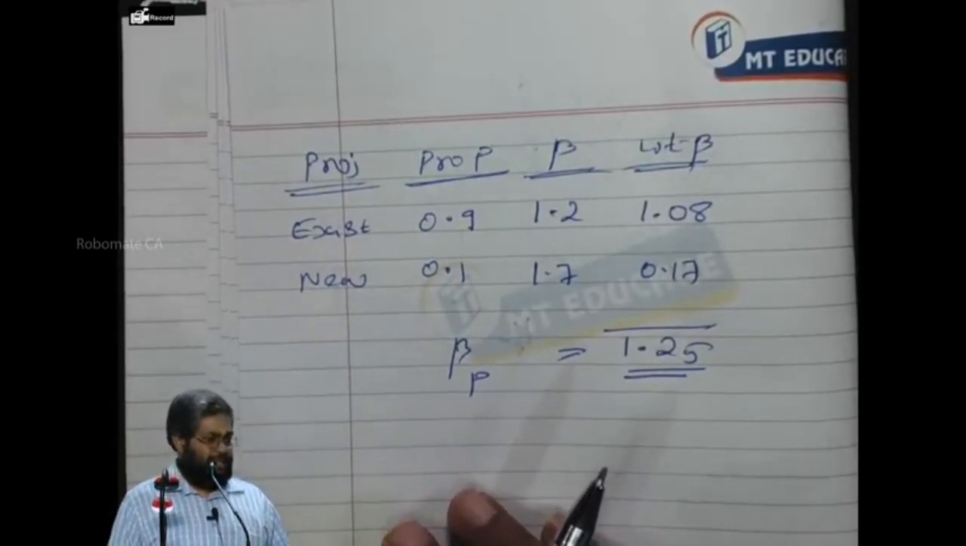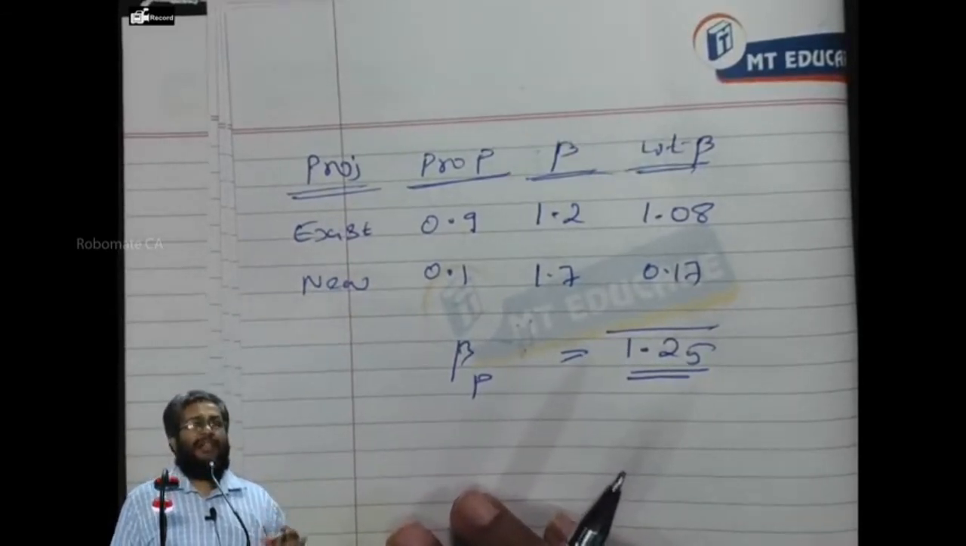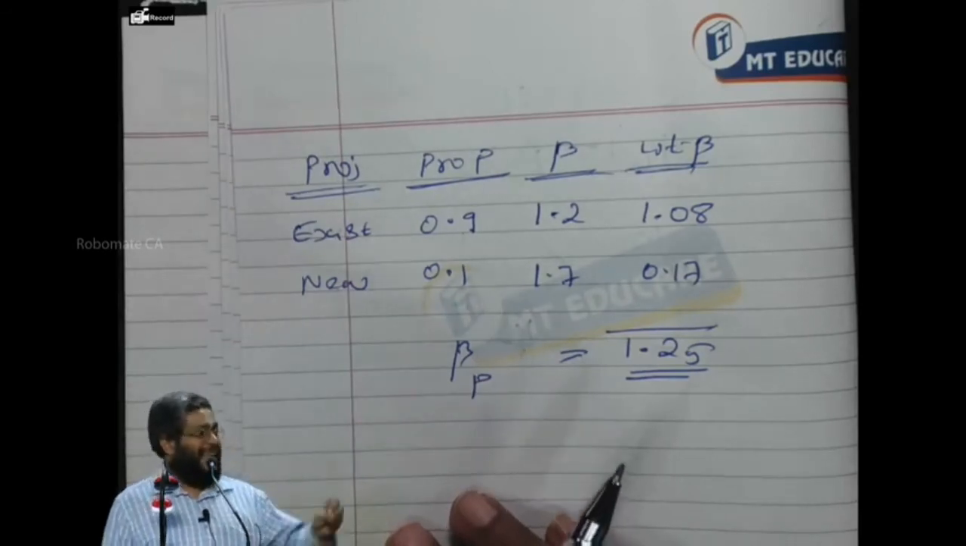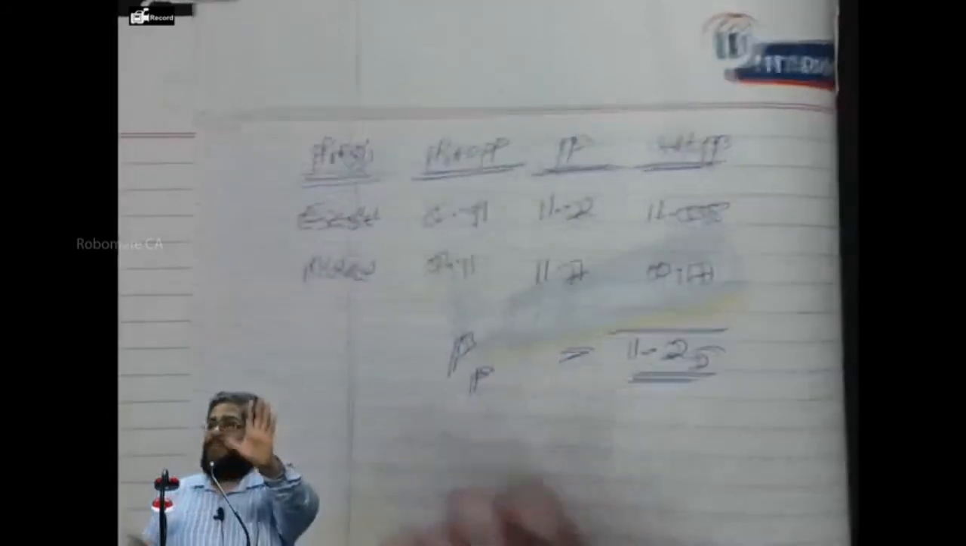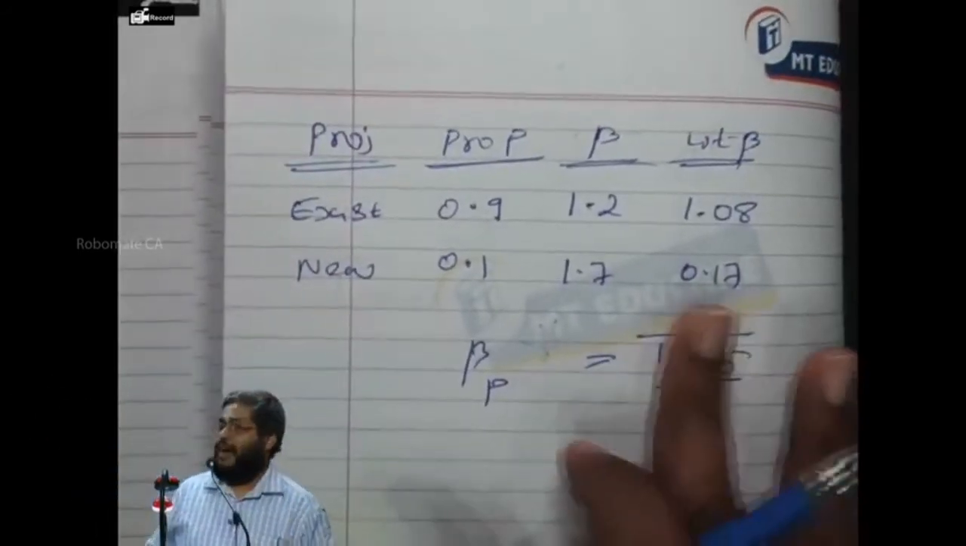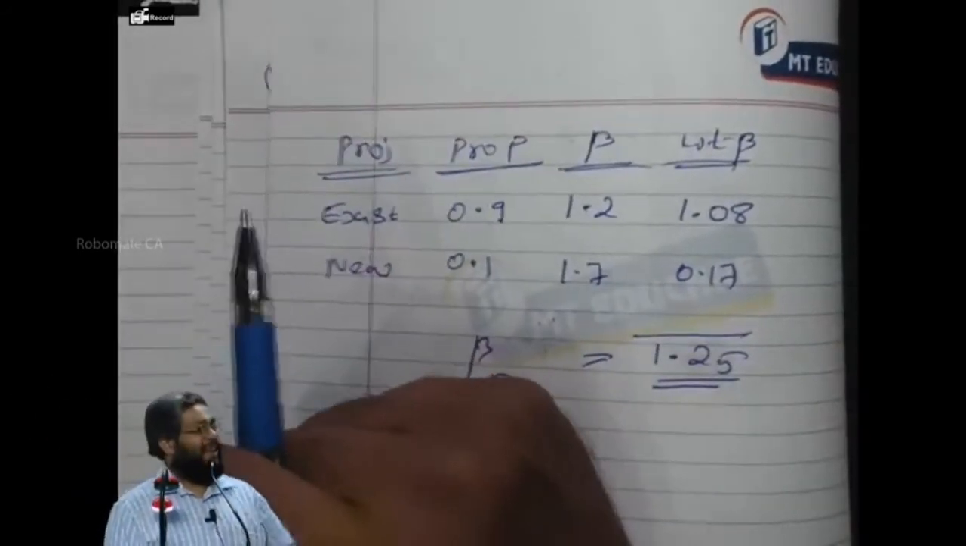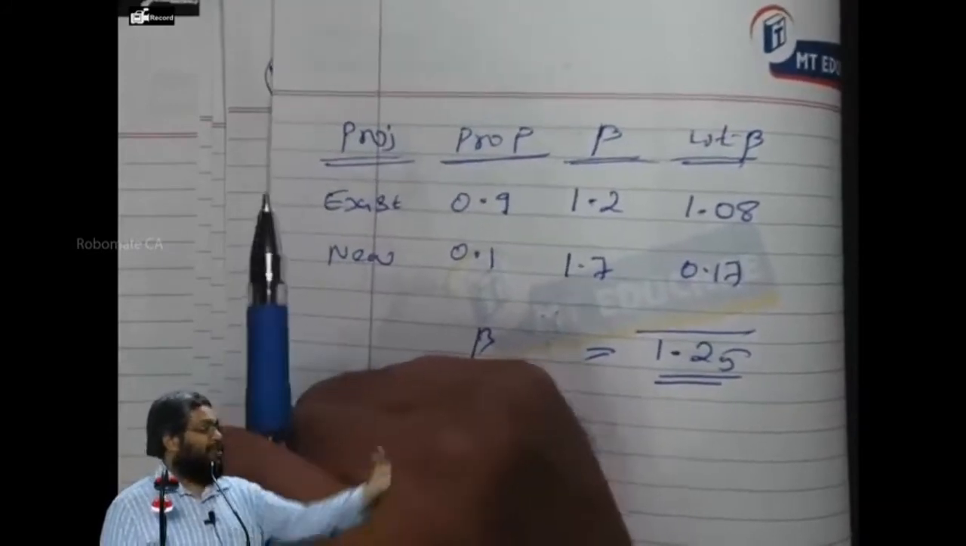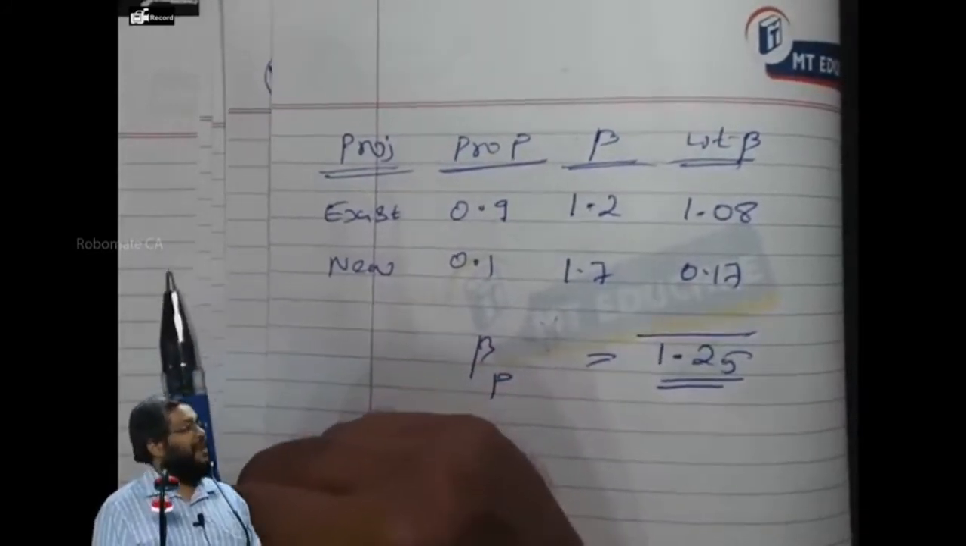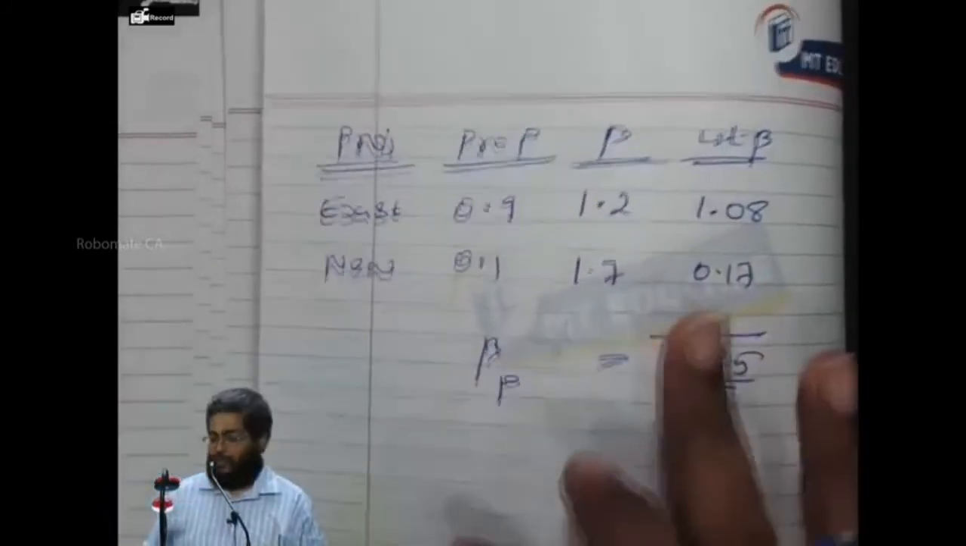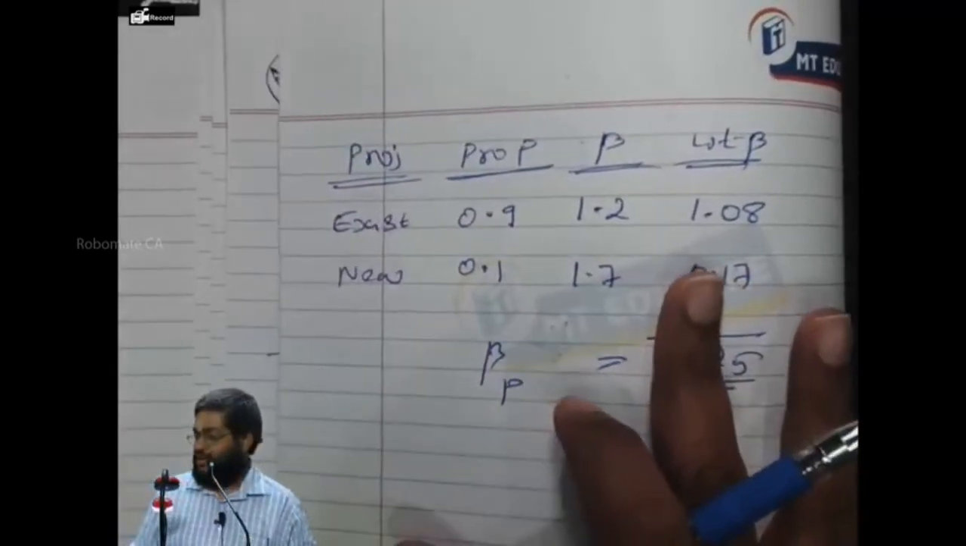So what companies normally do is calculate the unlevered beta of every project and find out the unlevered portfolio beta, called the asset beta, the asset side beta. Then what they do is leverage through their capital structure to get the full risk of the company. Right or not? So this is the solution to question number 33.